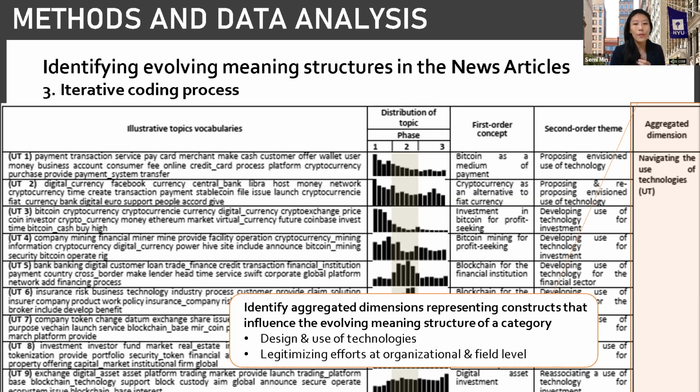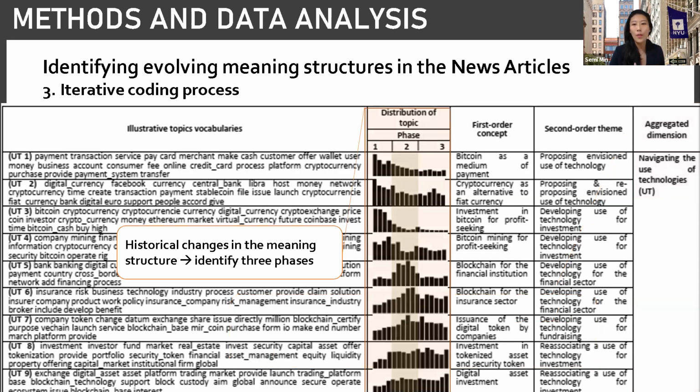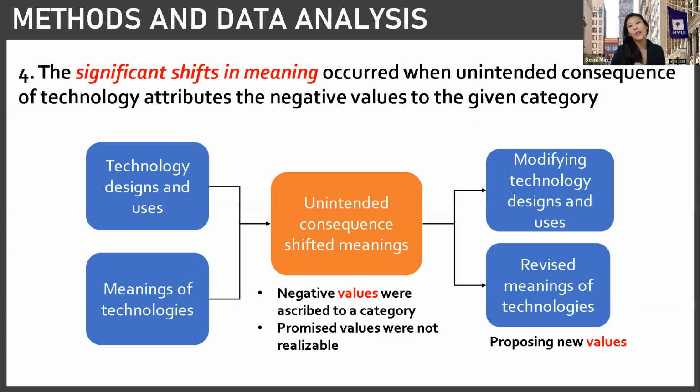I also graphed the historical distribution of each topic to find the point when the shift in meaning structure occurred. In this process, I could identify 3 different stages where patterns of discourse changed significantly. This inductive analysis enabled me to identify that significant changes in the meaning structure occurred when unintended consequences of this technology attributed negative values to the blockchain technology, such as massive hacking, speculative bubbles, criminal activities, and so on.